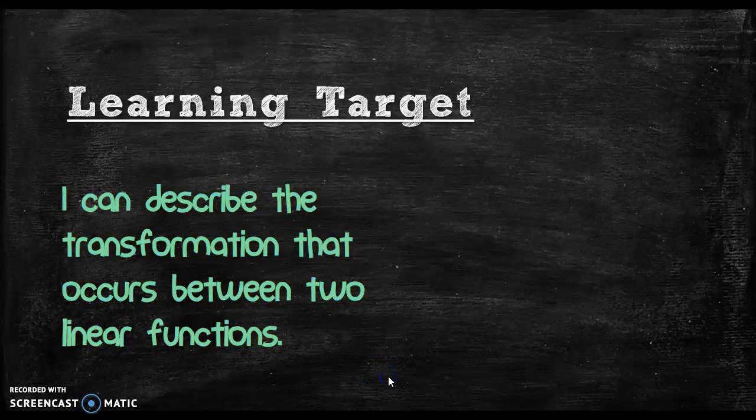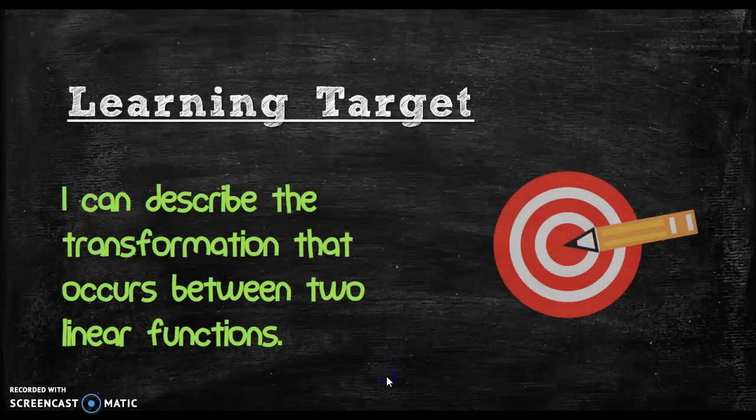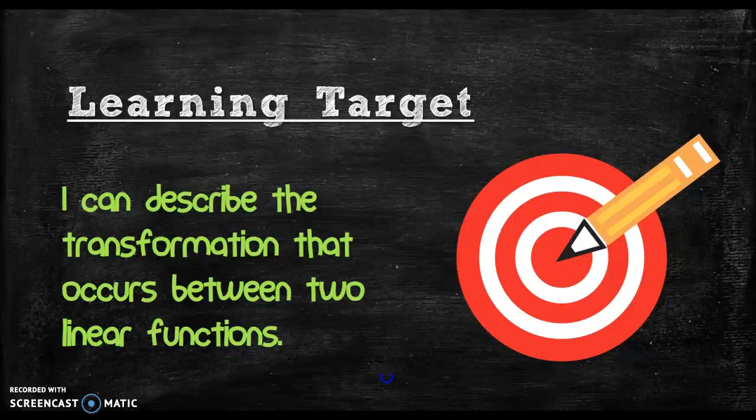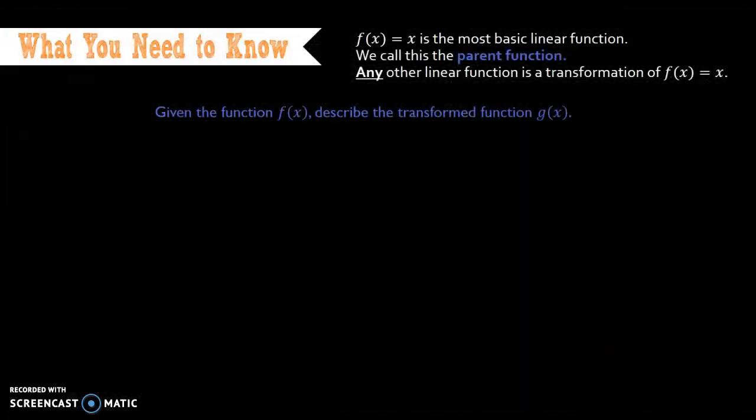I can describe the transformation that occurs between two linear functions. Here's what you need to know. We have our parent function, f of x equals x. Any other function that you see is some sort of transformation of that original parent function.